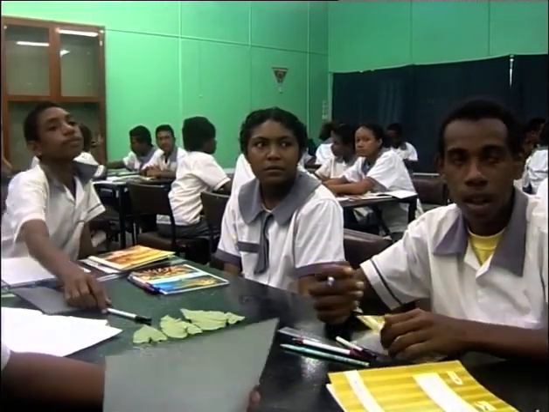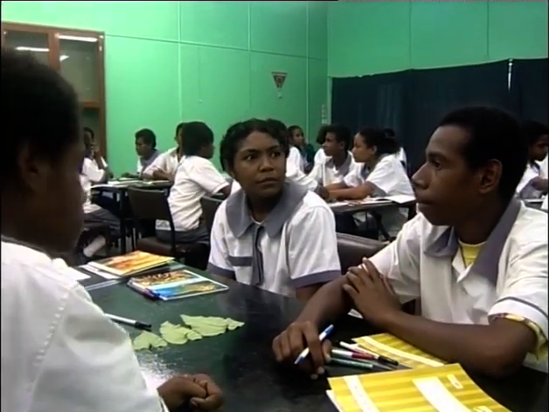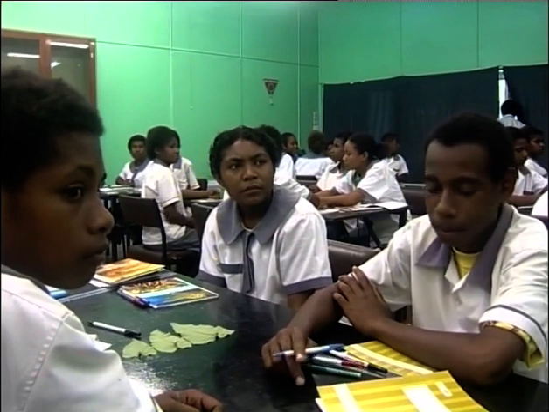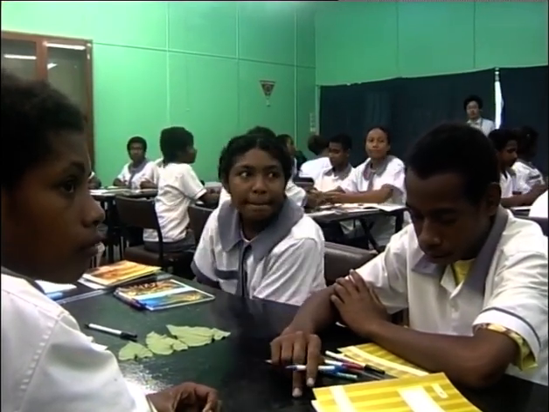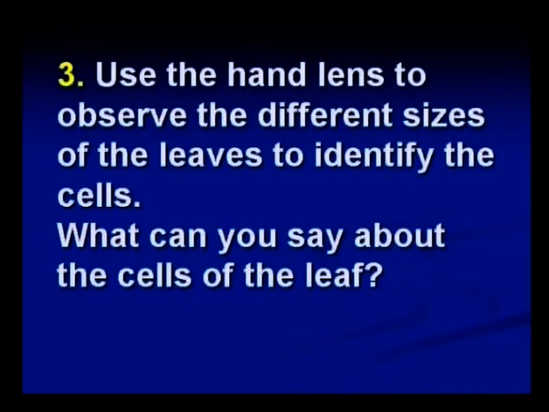All right, receiving students in the model class, I'm sure you have already decided on which one you go for, either cells increasing in number or cells growing or increasing in size. Our next activity, class looking up here, you are going to use a hand lens to observe the different sizes of the leaves to identify the cells if possible. And there is a question that you will answer. What can you say about the cells of the leaf?